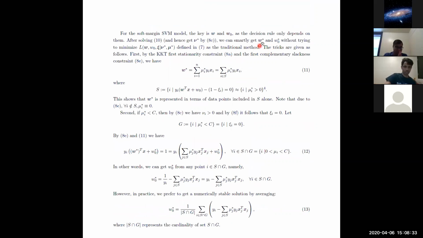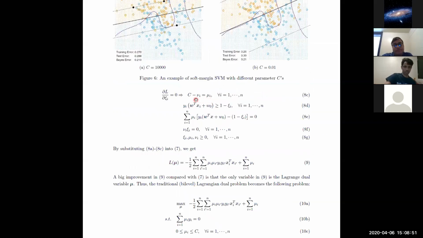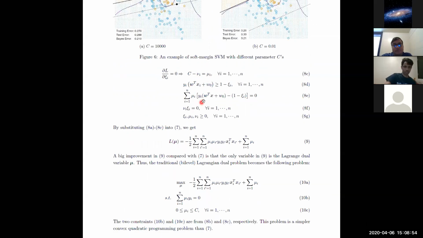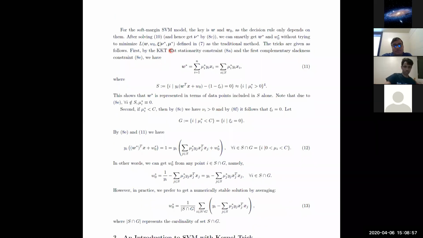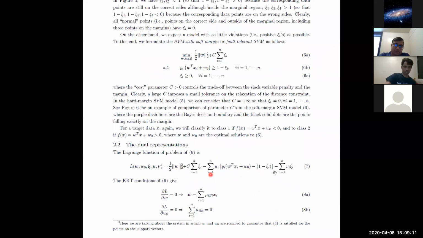Okay, now for the W star and the W0 star, the traditional method is what? The traditional method is that, suppose I have solved the mu star, because of this constraint, mu i star plus nu i star equals C. So as long as I know all the mu stars, I know all the nu stars. So the traditional method to solve the primal problem is this way. For a given nu star and mu star, I'm going to minimize L with respect to W, W0, and the slack variables. What I'm talking about is the primal Lagrangian, this one. I want to minimize this for a given mu star and nu star.